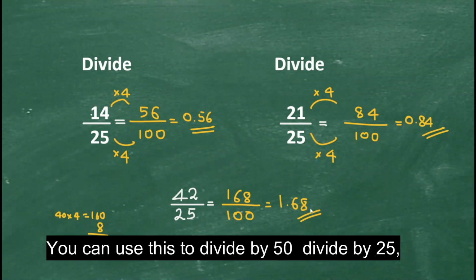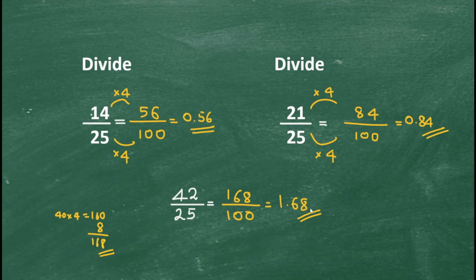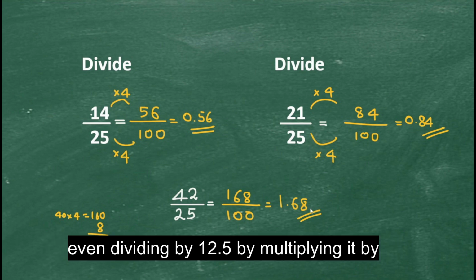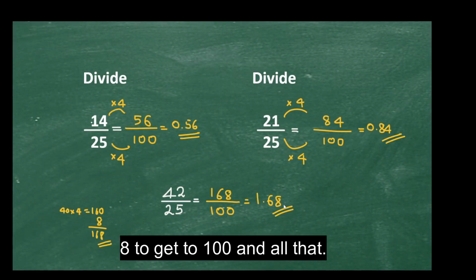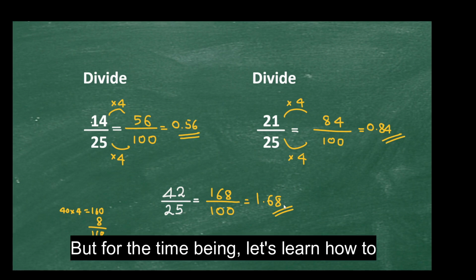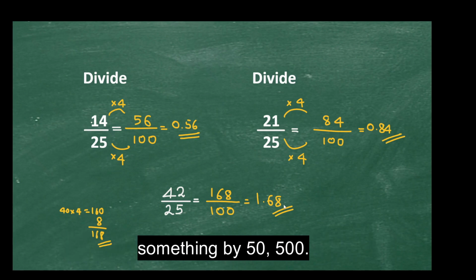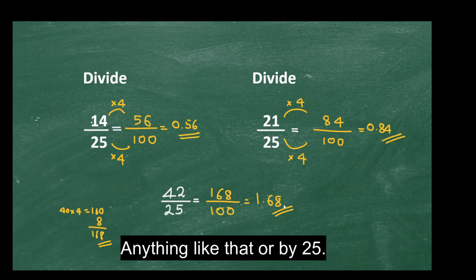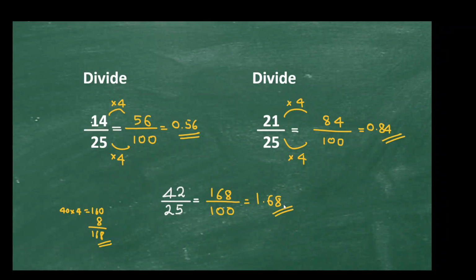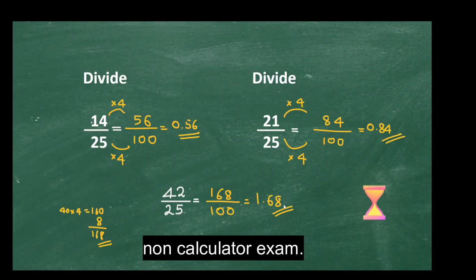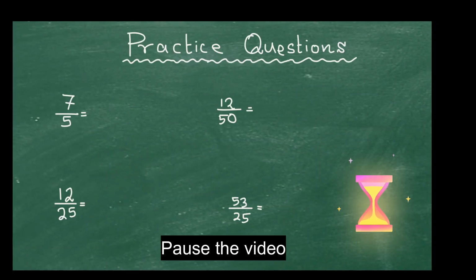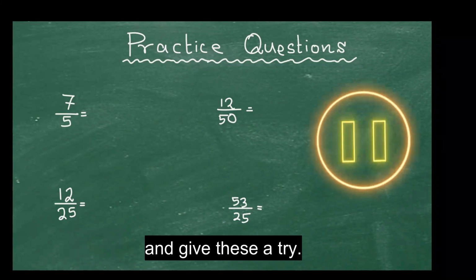You can use this to divide by 50, divide by 25, even dividing by 12.5 by multiplying it by 8 to get to 100 and all that. But for the time being, let's learn how to use this for division by 5, when you need to divide something by 50, 500, anything like that, or by 25. It's going to save you a lot of time in a non-calculator exam. Pause the video and give this a try.